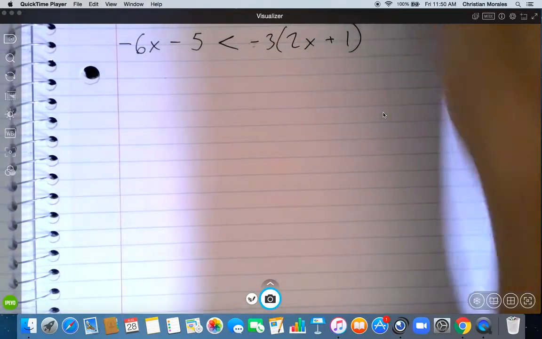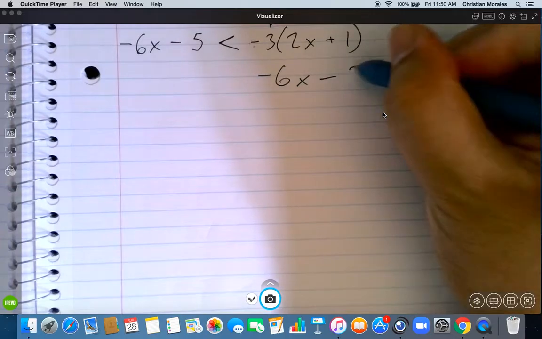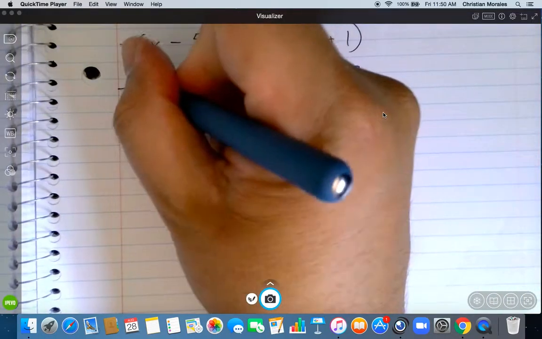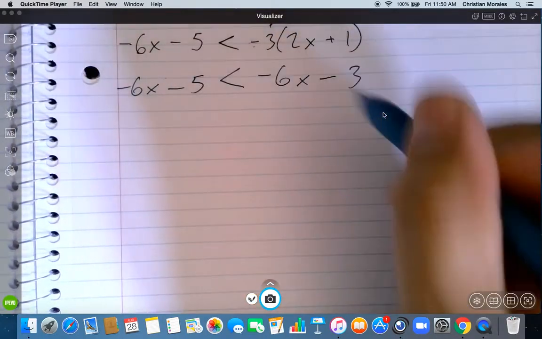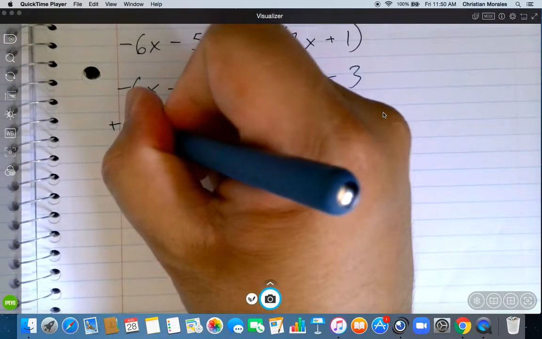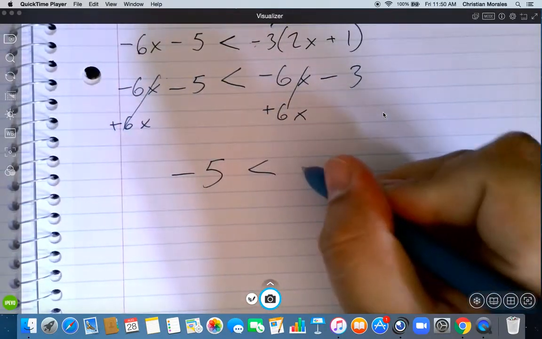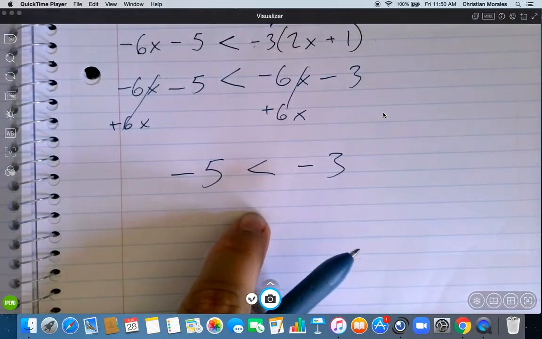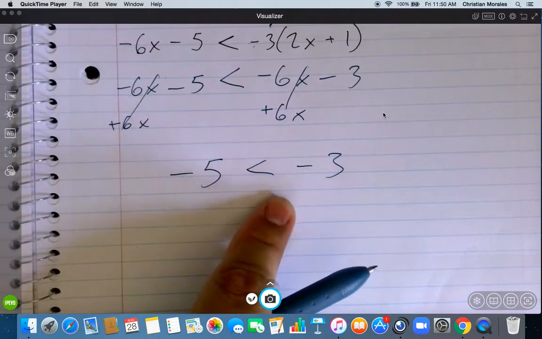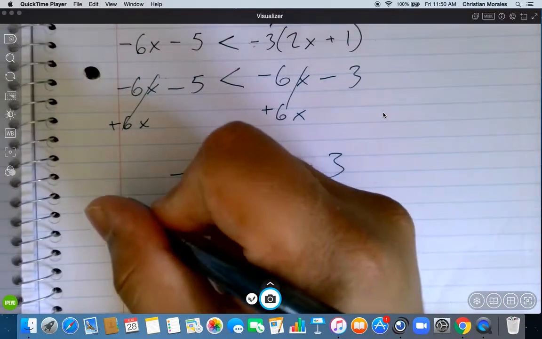Okay, distribute here. Negative 6x, negative 3. Negative 6x minus 5. Okay, move the 6x. 6x's cancel out. Okay, again, you're asking yourself, is this less than? So I'm going to go back to vertical for a second.